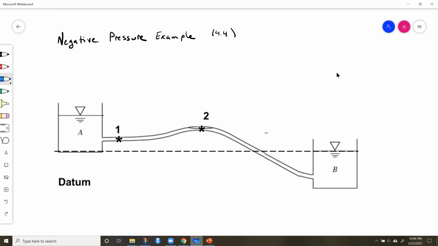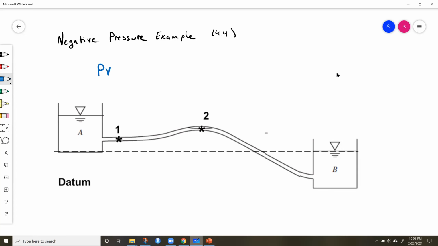Now let's take a look at an example, a negative pressure example system. So we've got two reservoirs, right? Water's moving from A to B, and we've got a pipeline that rises over a hill. And so we have the potential for negative pressure in this system.